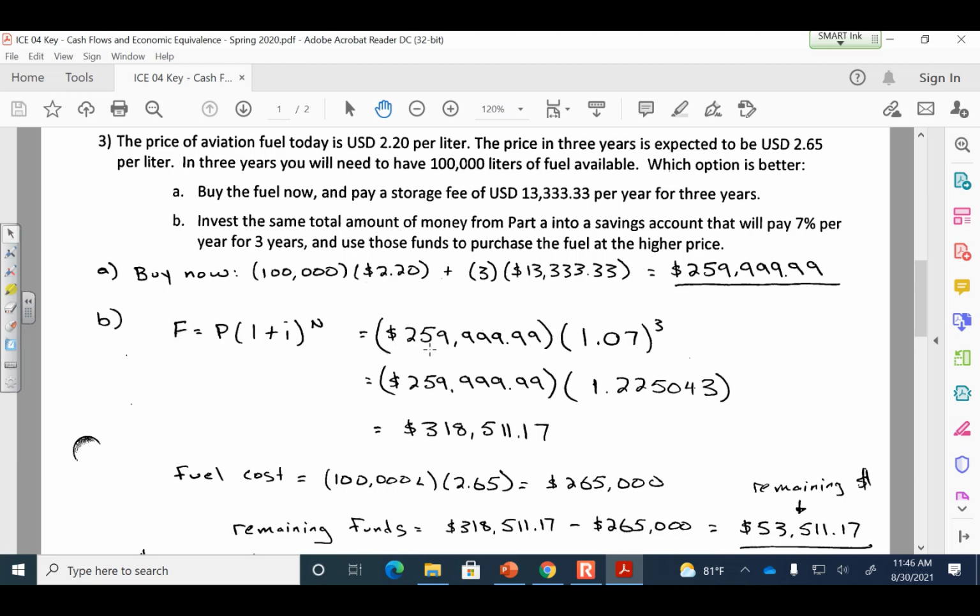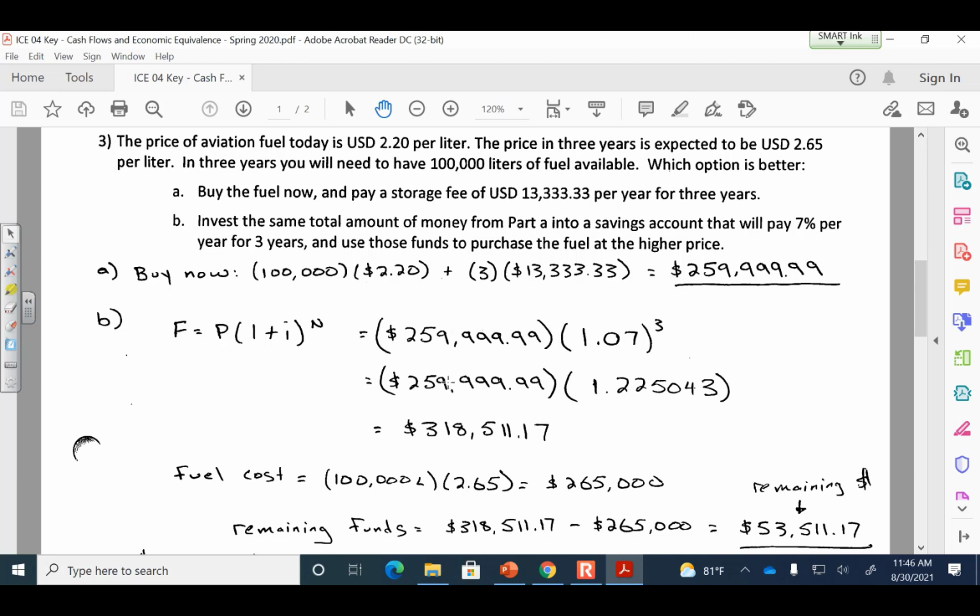I think it's a good idea in your homework to write out as many steps as you can. Like, show your calculations is the point that I'm making. Because if you make a mistake, you'll get more partial credit if you show your calculations. And so here, 1.07 to the third power. If you actually do that calculation, what's inside of the parentheses is 1.225043 and so on and so forth. So I'm showing as many steps as possible just in case the grader has any uncertainty about what was done.